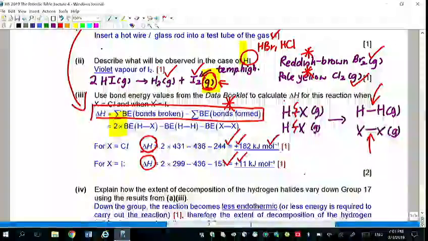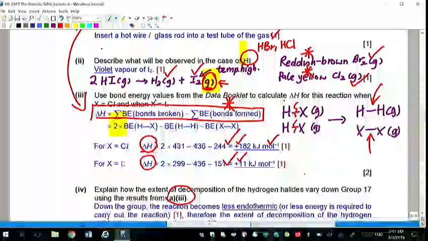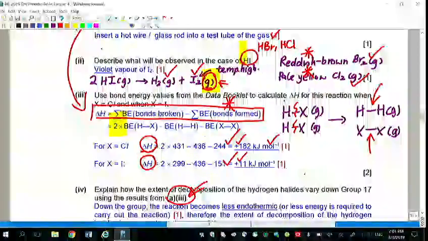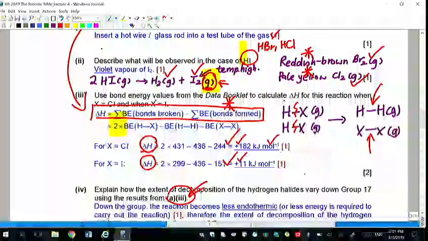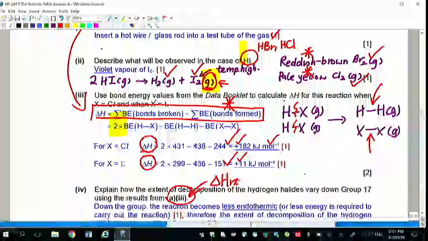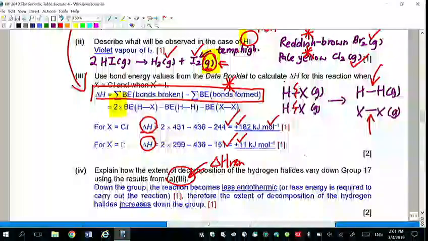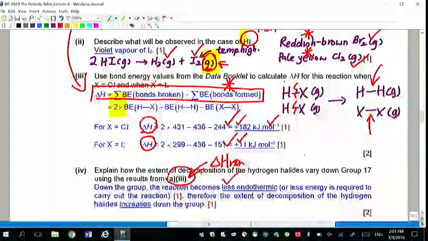The next part, when they ask you to explain how the extent of decomposition varies down the group using your result from part A3, means that in your answer, because the question states that I need to make reference to A3, you have to link it to the enthalpy change of the reaction. Based on the enthalpy change, down the group, it becomes less endothermic.